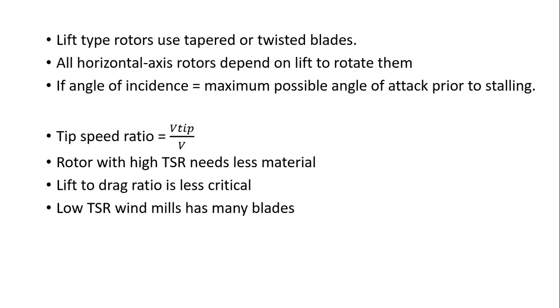Next, if we come to lift type rotors, these are tapered or twisted blades to reduce the bending strains on the root of the blades. The main parts of the roots cannot be damaged if you twist the blades to an angle. The horizontal axis type rotors depend mainly on lift only, because we have more disadvantages, which are considered a problem, in these drag devices. So we are going to the lift devices.